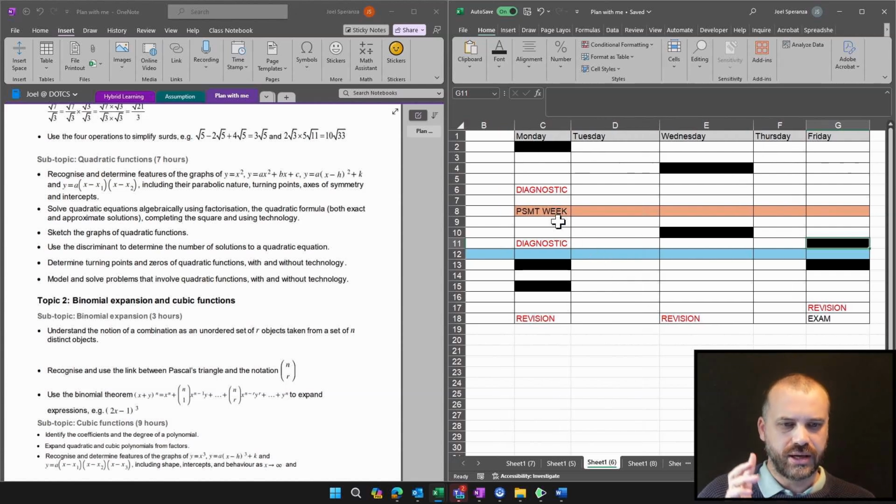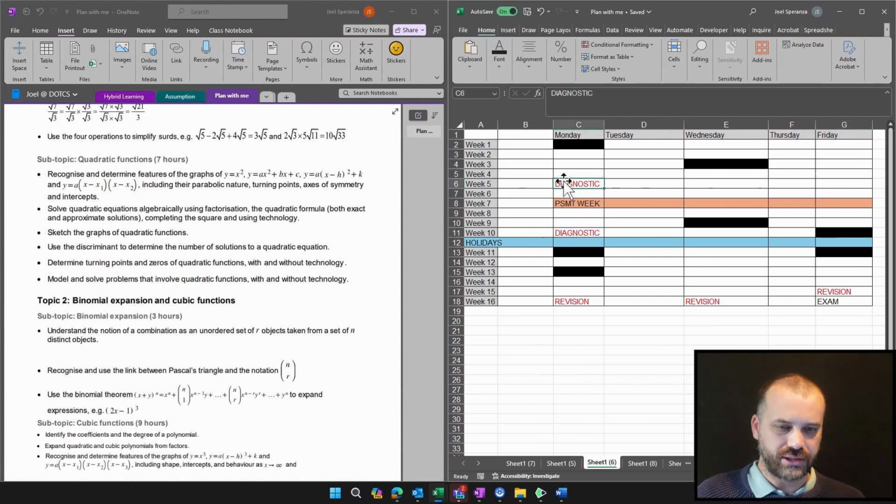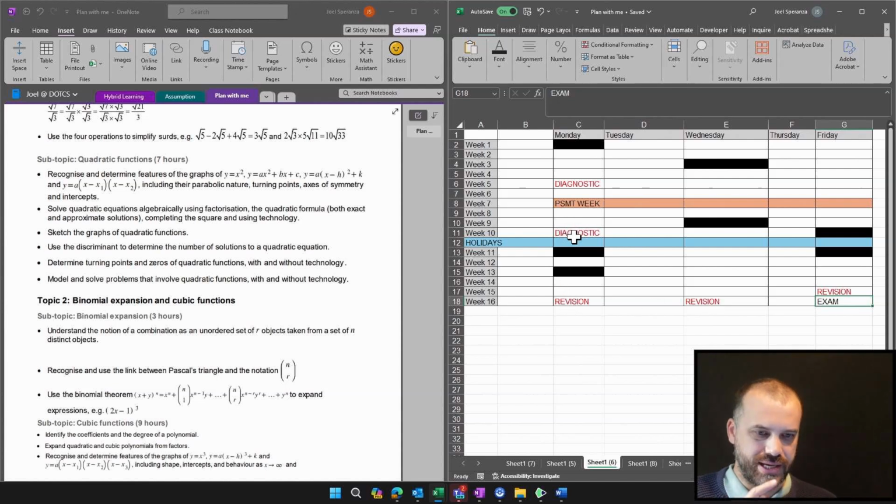Okay, so I like to do this when I'm doing my planning. I like to build in diagnostic tests and things like that. So I've built in a diagnostic test here. That might get moved around while I'm planning. I've built in a diagnostic test there. That might get moved around while I'm planning. Exam at the end of week 6, a week of revision, and a diagnostic at the end of week 10.